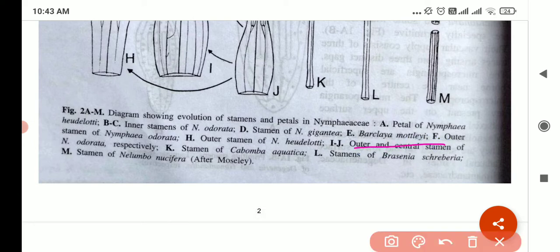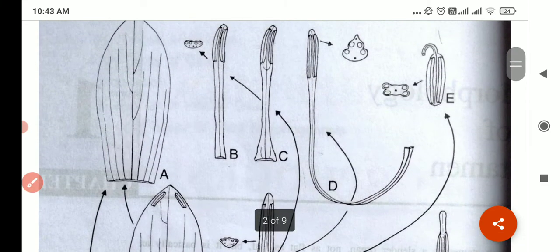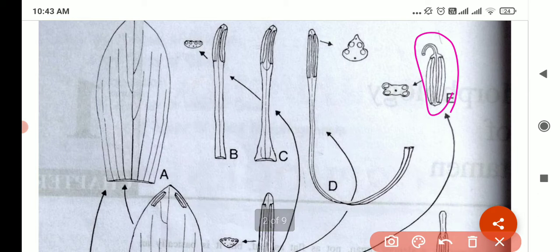Then E is Barclaya motleyi, number E. Do you find an E? Very short structure. Looks like a pumpkin, no? Obviously don't write looks like a pumpkin in your answer script. I'm just helping you remember. We are learning from the diagram.